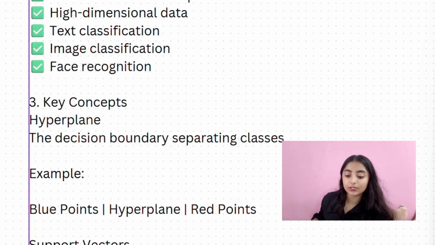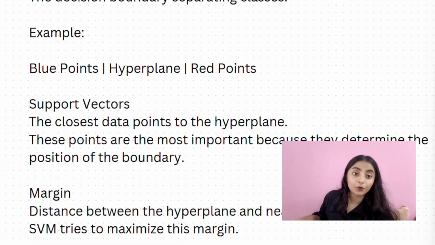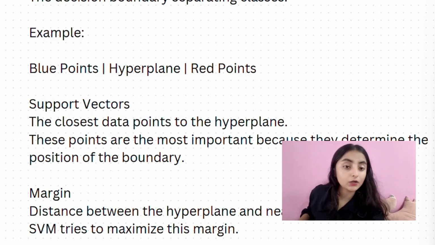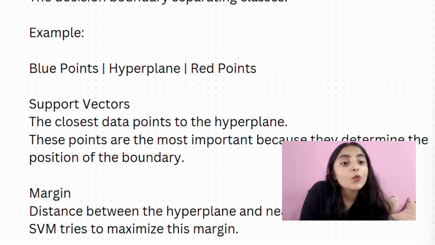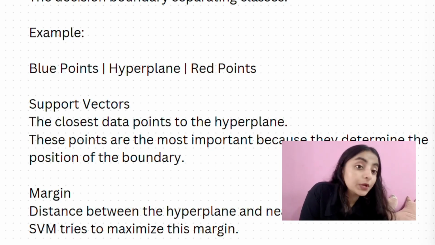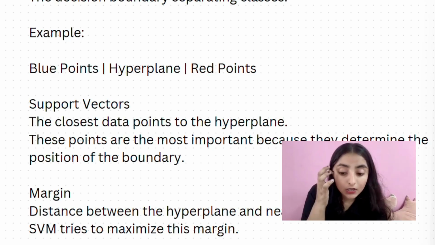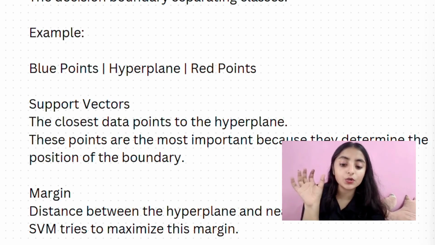And we can see what are support vectors. Okay, support vector machine, support vectors. What is a support vector? Without knowing that, we can't implement the program, right? Support vectors are the closest data points to the hyperplane. Class A contains some data points, class B contains some data points, and the ones closest to the hyperplane are called support vectors. So these points are most important because they determine the position of the boundary.